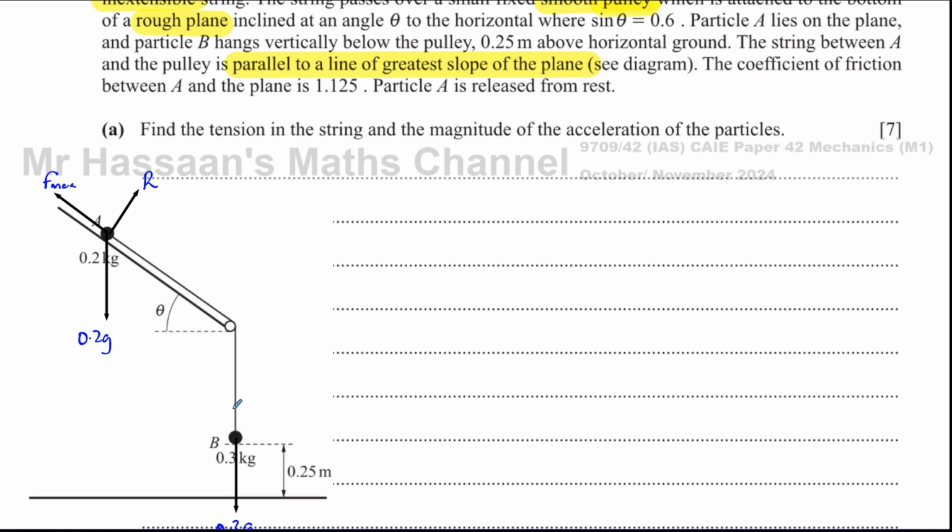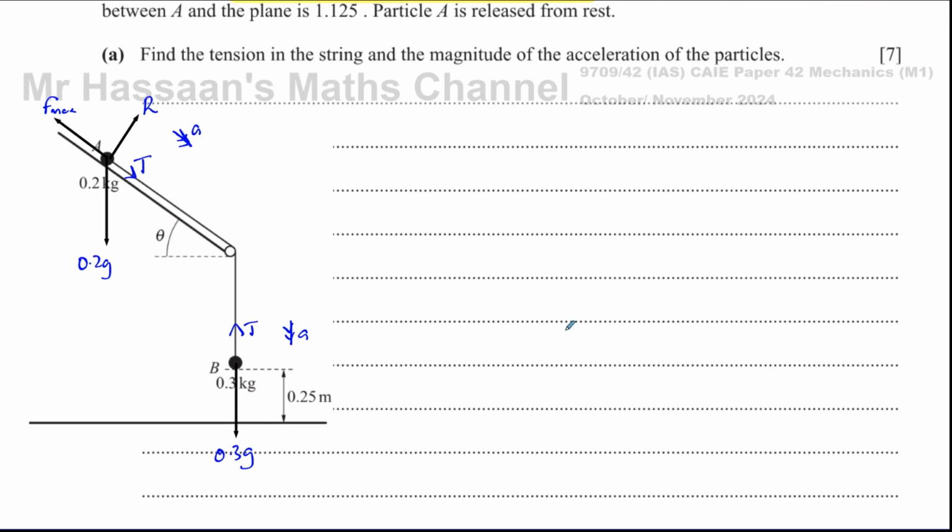And then, of course, we have the tension in the string. If you consider B, it'll be acting upwards. If you consider A, it's going to be acting down the plane because A is being pulled down by the mass of B. So there's tension, and as we know, the tension is the same. There's an acceleration in this direction and this in this direction, and those two magnitudes of acceleration are the same. So the tensions have the same magnitude, the acceleration has the same magnitude, and those are all the forces acting on the objects.